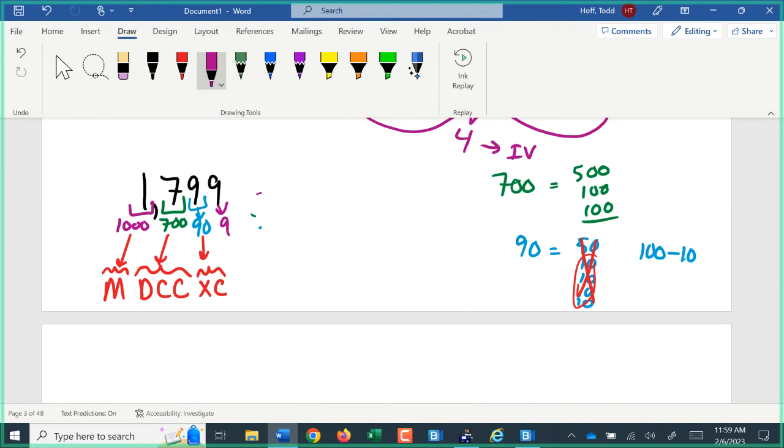And then the same is true for this last digit, the 9. 9 cannot be coded as 5 plus 4 plus 4 plus 4. It has to be coded as 10 minus 1. So it's IX.